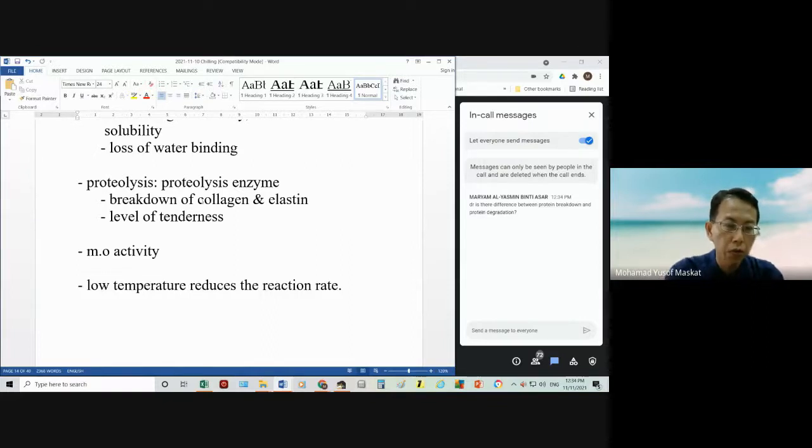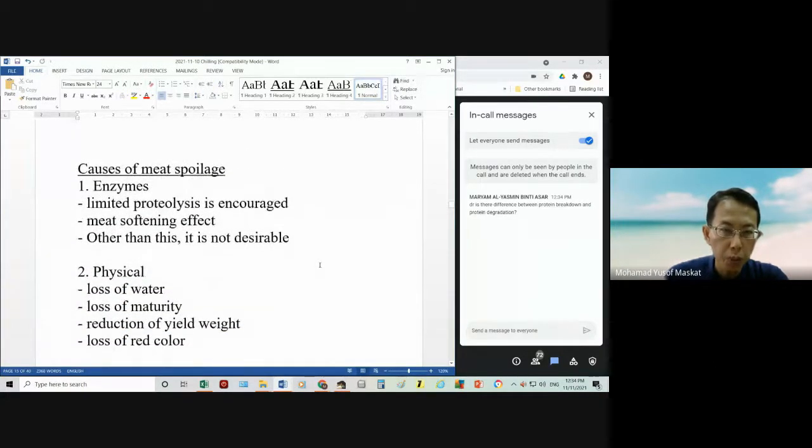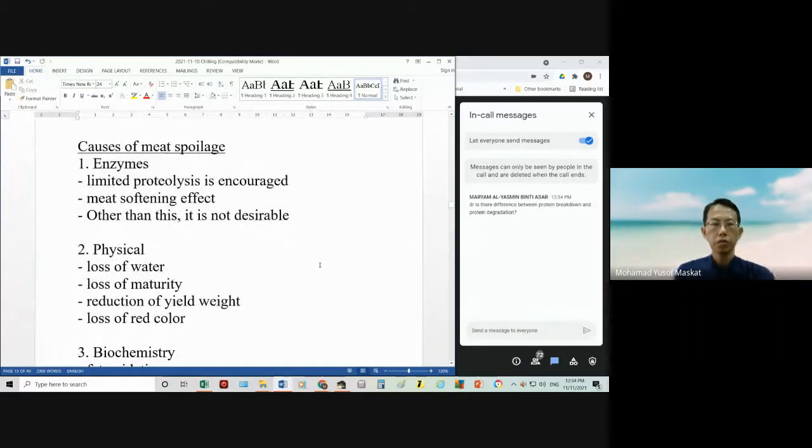Okay, and then there are also microbial activities, and then low temperature reduces the reaction rate. So why does meat spoil? First factor is enzymes. Limited proteolysis is encouraged, like we discussed just now, proteolytic enzymes. It will break down the protein, but it is encouraged up to a certain degree, because when there is proteolysis happening, then it improves the tenderness of the meat. But too much is also not desirable.